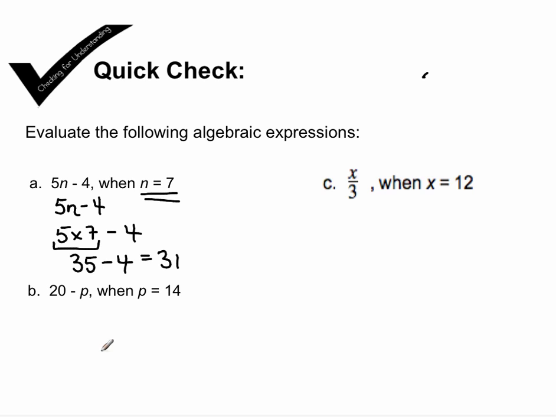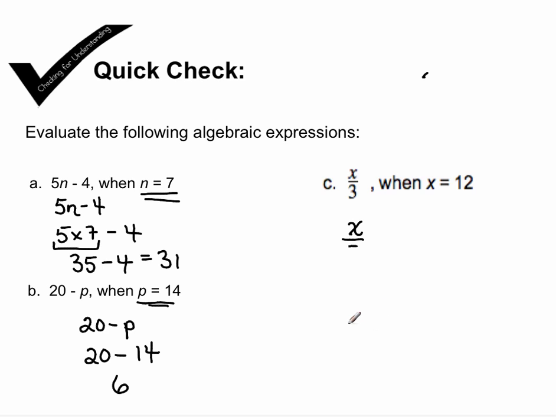Okay. We start with our expression. 12 minus p, some number. I'm telling you the number is 14. So we take the p out. We put the 14 in. So we substitute the number in for the variable. And then we evaluate.